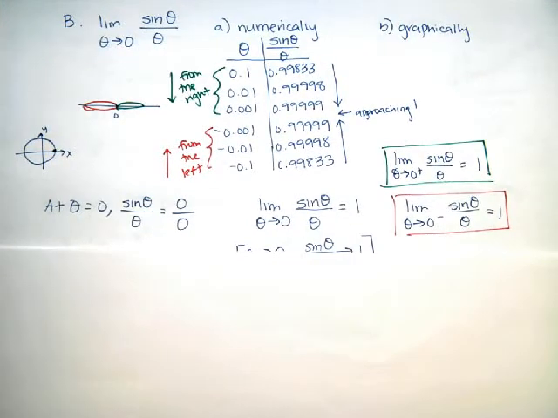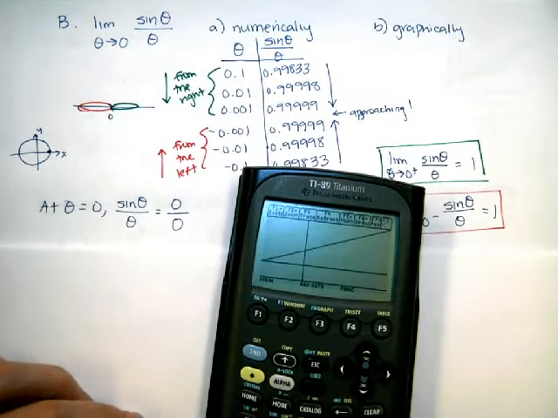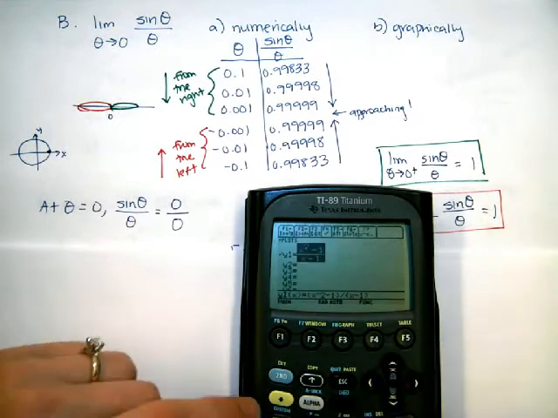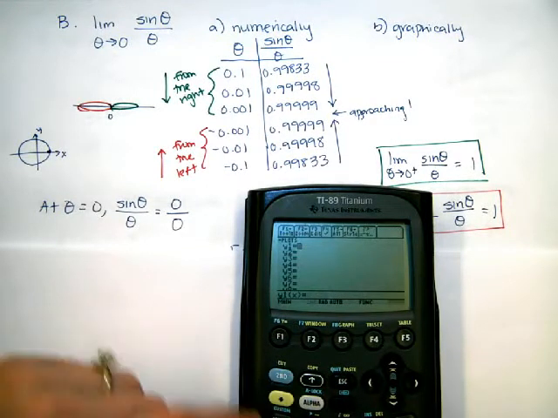Oh, why am I putting my phone here? I need the calculator. Here we go. Okay, let's go. I need to go back to my y equals because I put something else in here during the break.